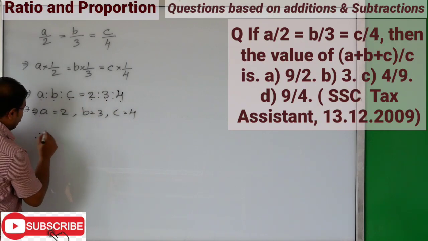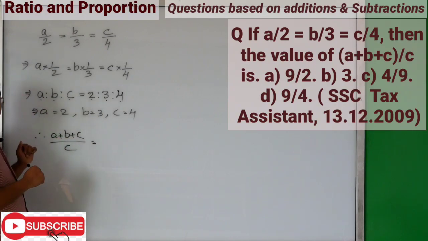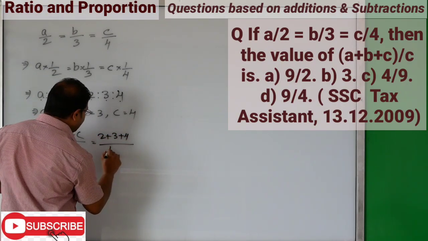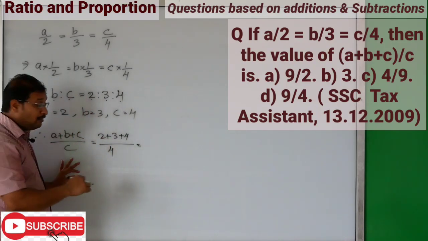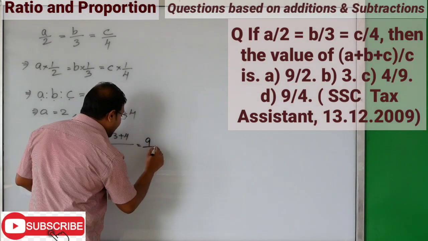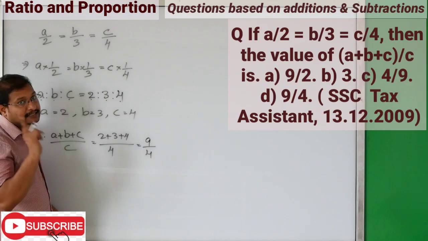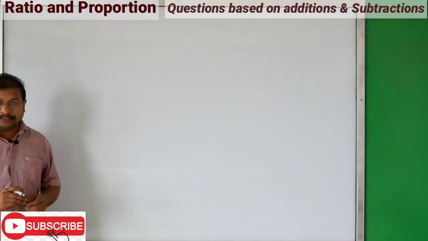Ready? Therefore, we want now A plus B plus C by C equals. The value of A is 2 plus 3 plus 4 divided by 4. Ready? Now 2 plus 3 that is 5, 5 plus 4 that is 9, 9 by 4. Ready? That means the correct option is D, that is 9 by 4. Ready? So let's go to the next question. I'll read the next question.